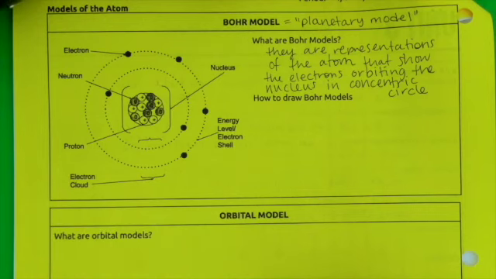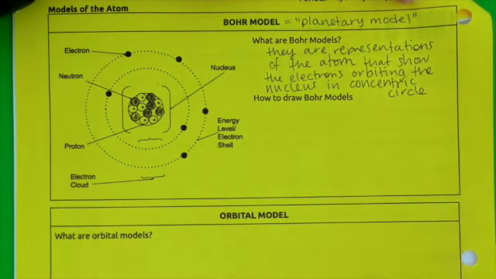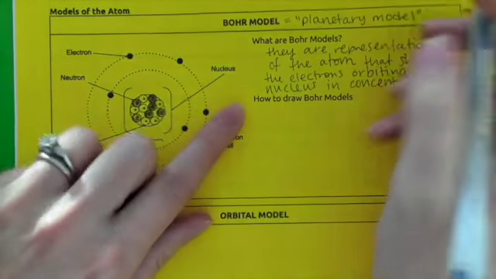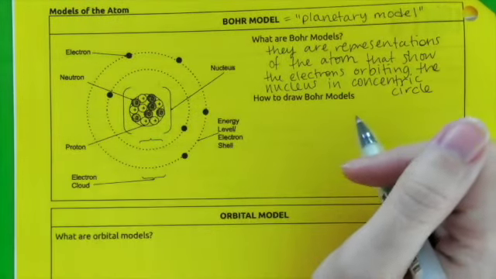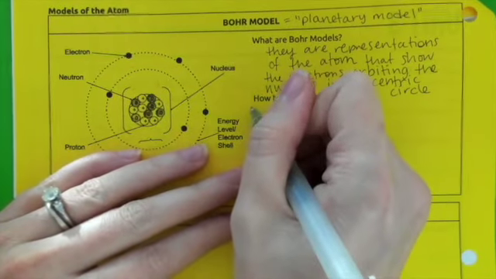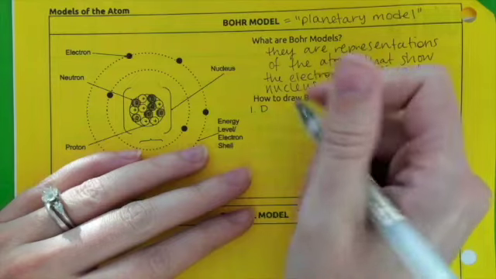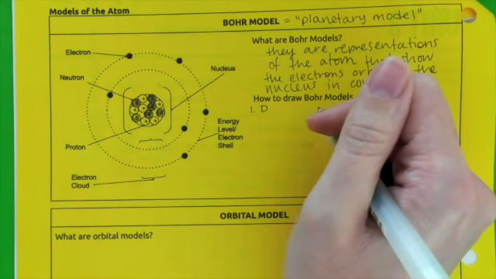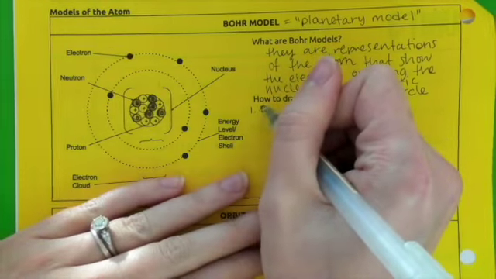Now, heads up, you're going to need to write small because I didn't properly determine how much space we might need. So just heads up. We're going to learn how to draw Bohr models. There are only a few steps, but we got to make sure that we do each and every one. So number one, we need to figure out how many subatomic particles we need and draw the nucleus. So let's actually cross that out.